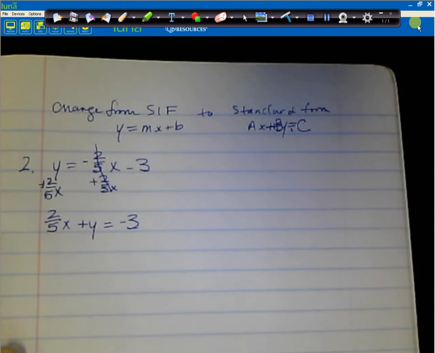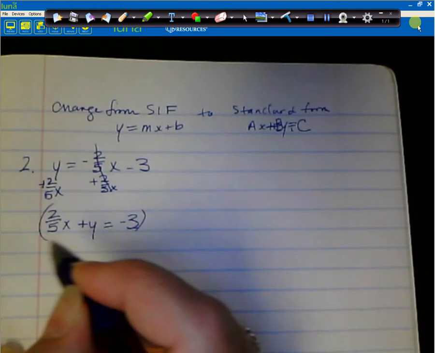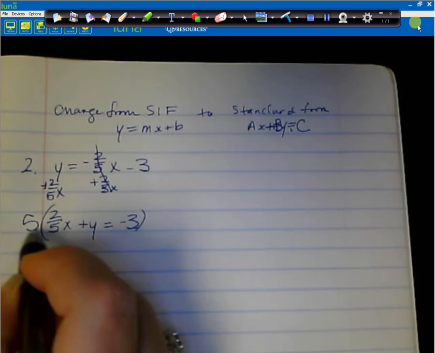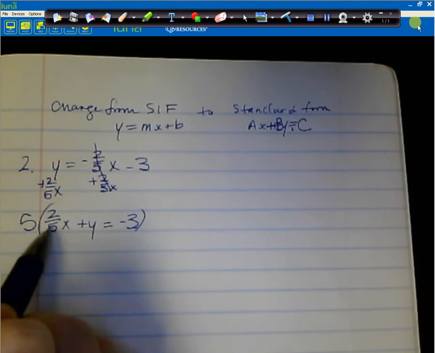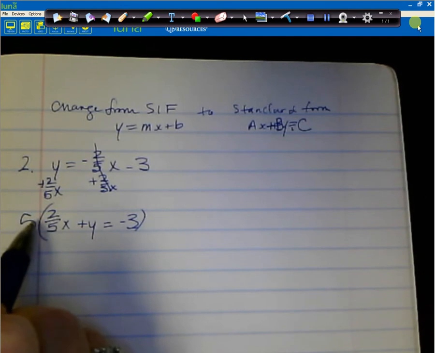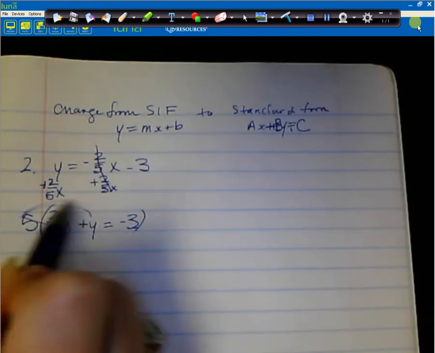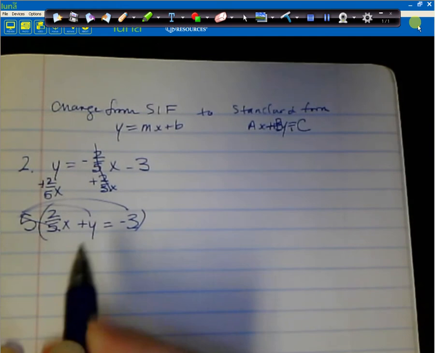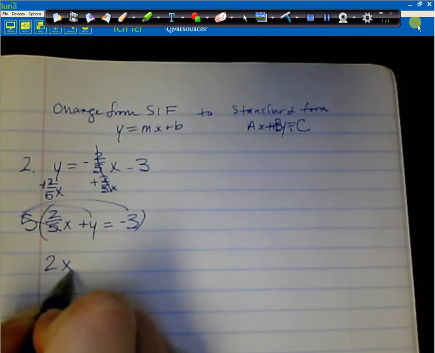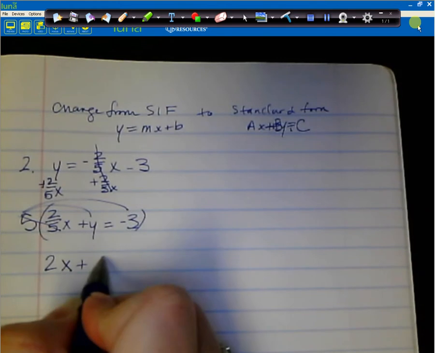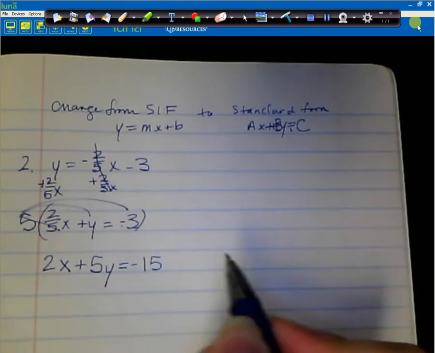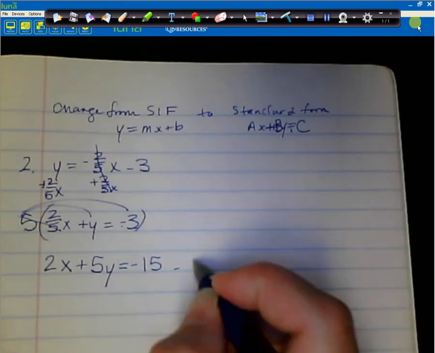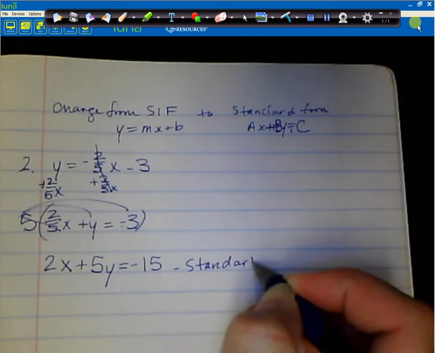So in order to get this to not be a fraction anymore, we have to multiply everything in the problem by the denominator. I'm going to multiply everything in the problem by 5, and that's going to cancel there, and it's going to give me 5y and negative 15. So it becomes 2x, because I canceled my denominator of 5, plus 5y equals, and then 5 times negative 3 is going to give me negative 15. And this is in standard form.